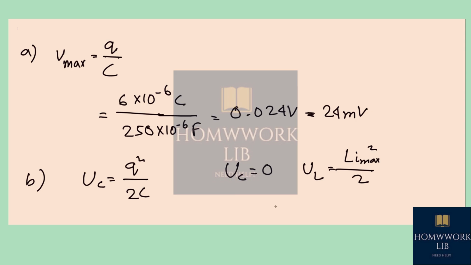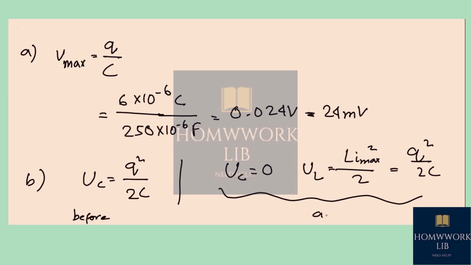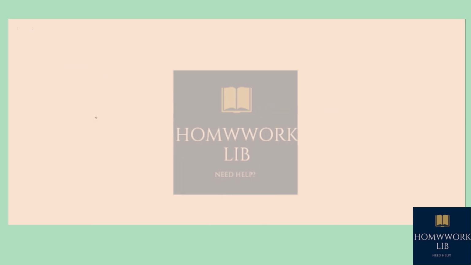Now, since the total energy is constant, at this point of time we must have UL equal to L I max squared by 2, which is again equal to Q squared by 2C. So this is before, and this whole part is after. We're just equating before with after. From there, we can solve for the maximum current, I max, which is equal to the square root of Q squared divided by L times C.